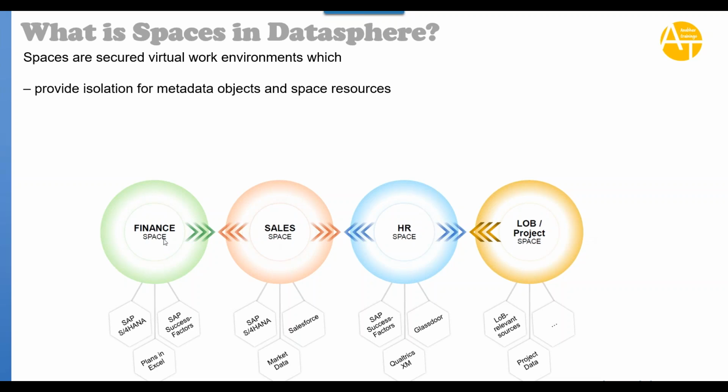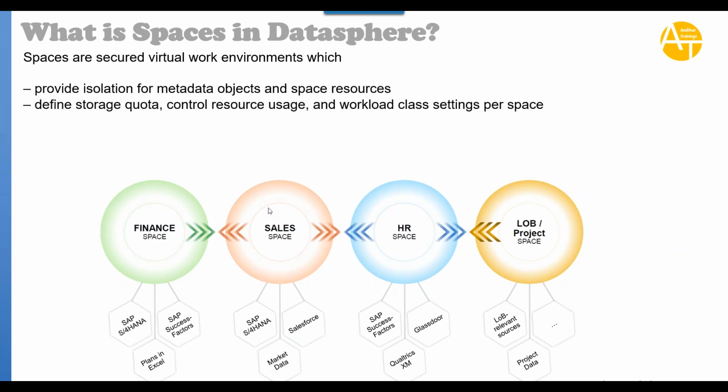And then let's say in the finance you get the data from S4HANA for simplified finance, from Excel sheet, planning Excel sheets, or SAP success factor. In sales you get data again from S4HANA simplified procurement, Salesforce, or market data. Then in HR, you get from SuccessFactor, Glassdoor, or Qualtrics. Yeah. So this way you can isolate your data across different line of businesses. It defines storage quota, control resource uses, and workload class settings.